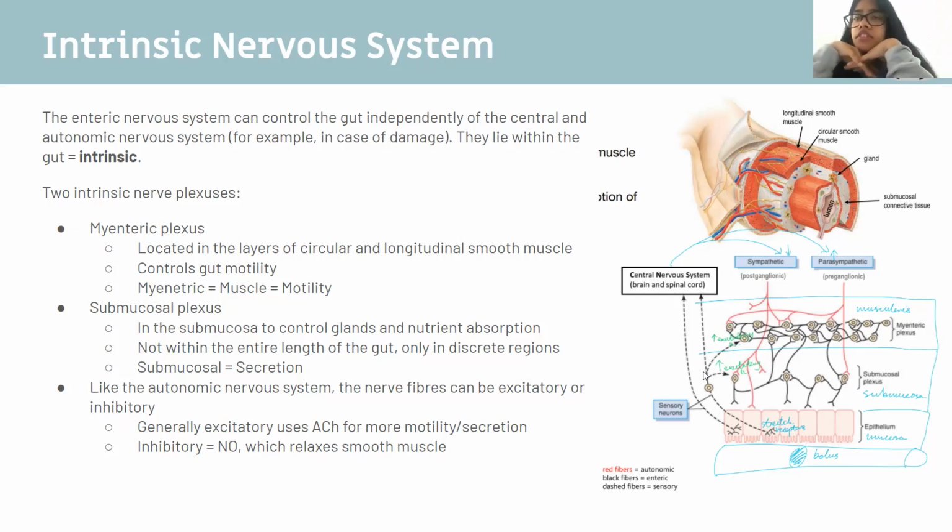And just like the autonomic nervous system, the nerve fibers can be either excitatory or inhibitory. So usually if it's acetylcholine mediated, then it's excitatory and leads to more motility and secretion. And if you use nitrous oxide, it tends to be inhibitory, which helps with relaxing smooth muscle.